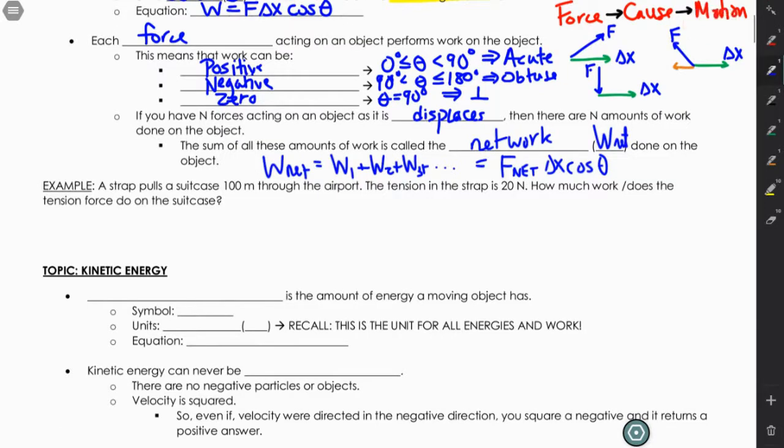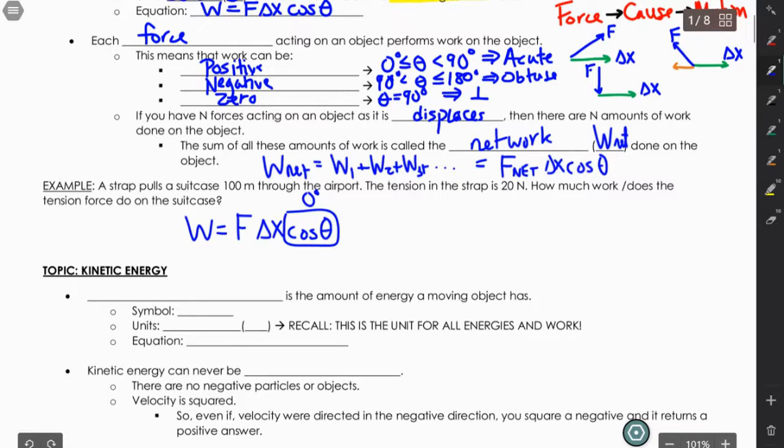Okay, so here's an example. This talks about a strap pulls a suitcase 100 meters through the airport. The tension on the strap is 20 newtons. How much work does the tension force do on the suitcase? Well, simple enough. We're just going to multiply the two. Because it doesn't give us an angle, we're going to say that the angle is just going to be 0 degrees, which makes the cosine equal to 1, which just makes the formula F delta x. So we're going to do a force of 20 newtons, traveling 100 meters, and it's 2,000 joules.